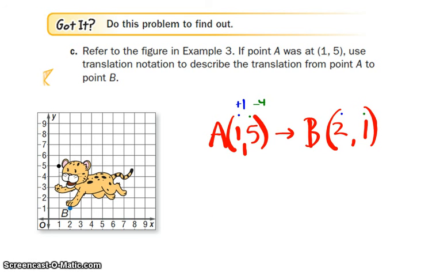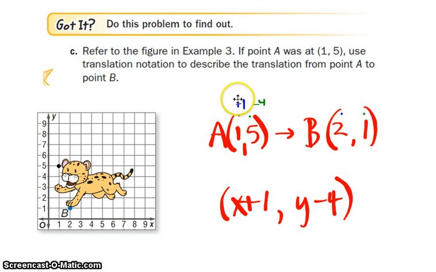Okay, so this is how they want you to write it. Take your x value, and we have to add 1 to it. Take your y value, right here, and we have to subtract 4. This is your notation right here. Okay?